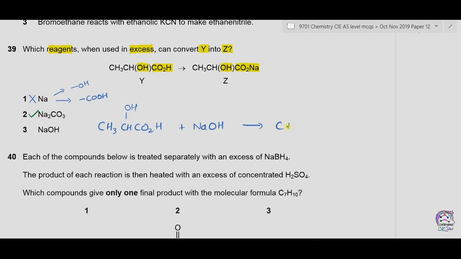It will give the sodium salt of this reactant along with H2O. So as this structure is also like compound Z, therefore option 3 is also correct. So as both option 2 and 3 are correct, therefore the answer is C.